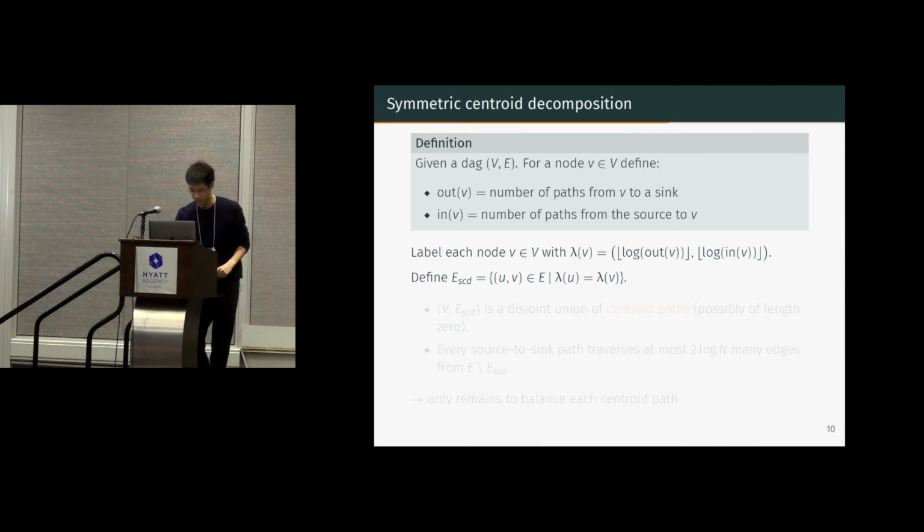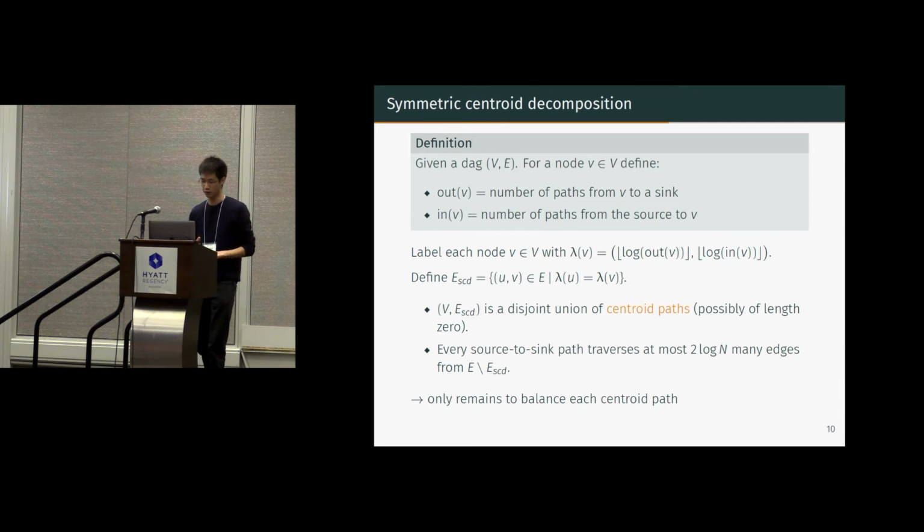And well, it's not hard to show that the following holds. If you now consider the edges which connect nodes with the same label, which I will define as the symmetric centroid decomposition edges, then they form a disjoint union of centroid paths, again possibly of length 0. And every source to sink path traverses at most 2 times log n many edges which are not centroid edges. So this is good.